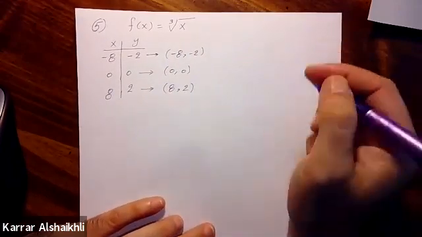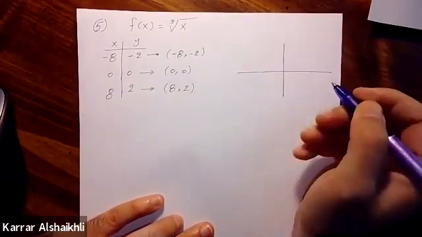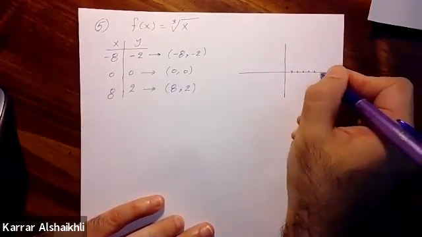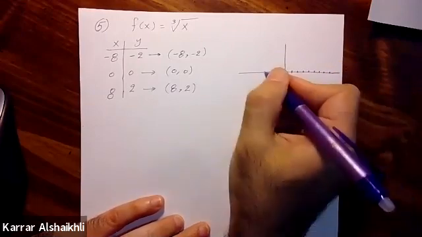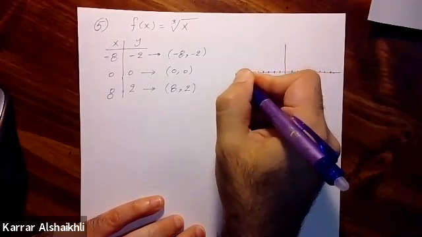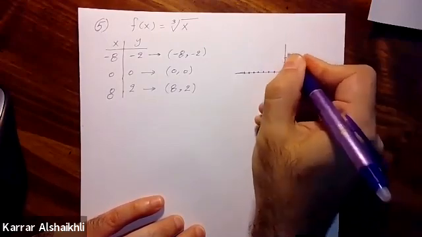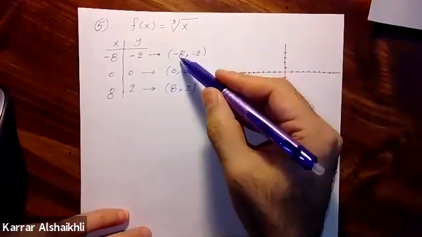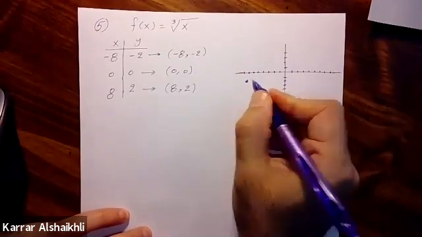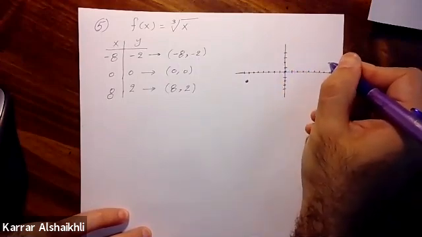When you graph these 3 points, you will get the graph of the cubic root. So let's graph this one, -8 and -2. Here's -2, and here is -8. And here is 0, 0, and here 8 and 2.